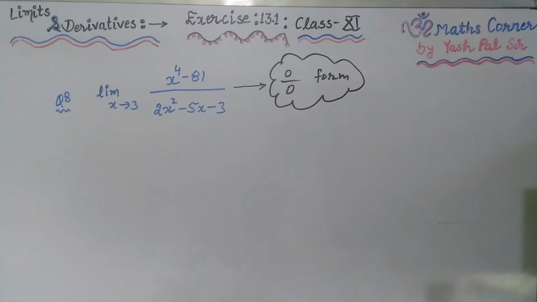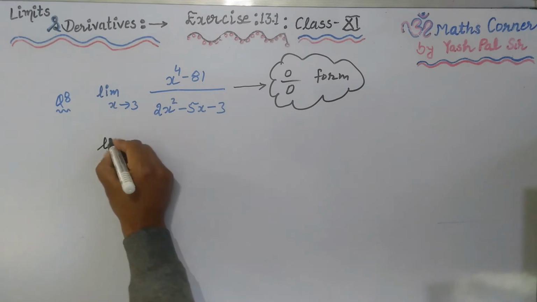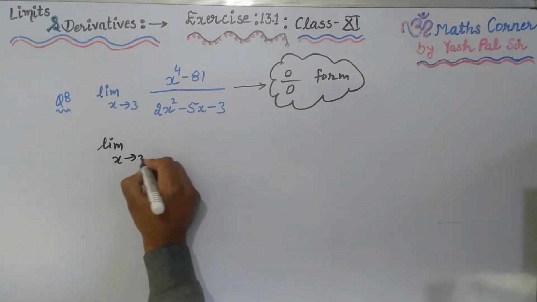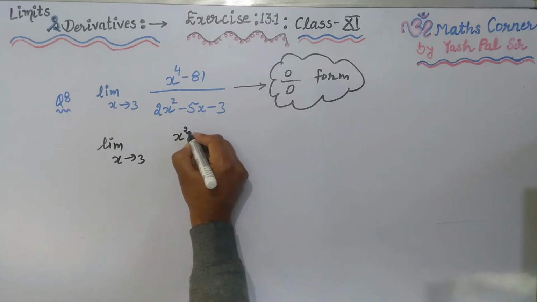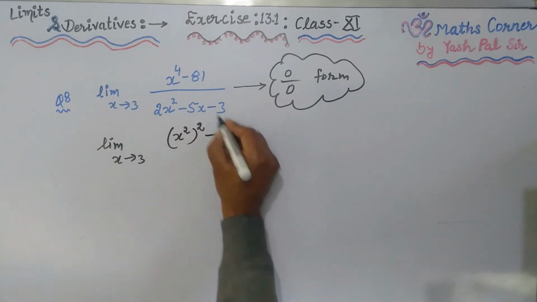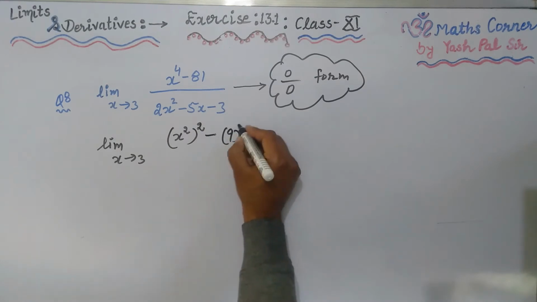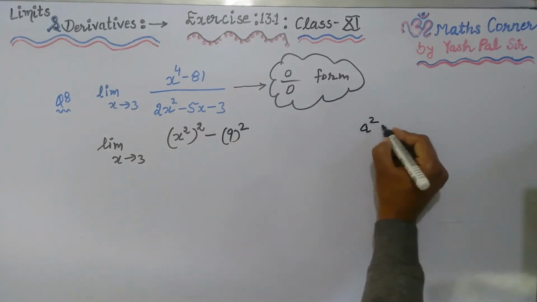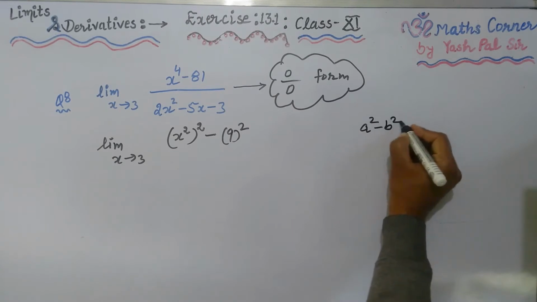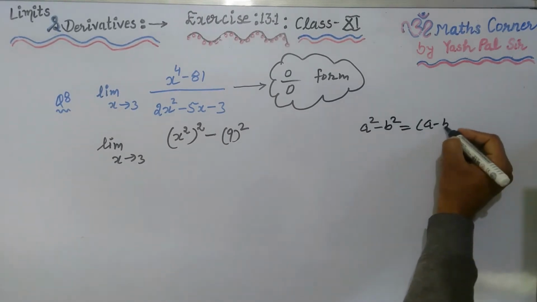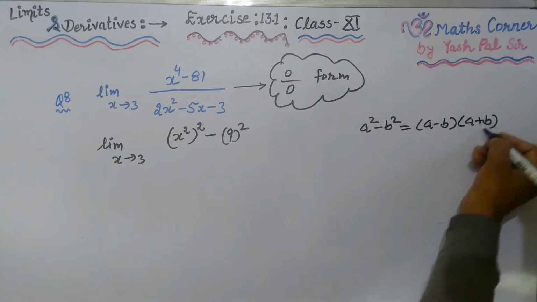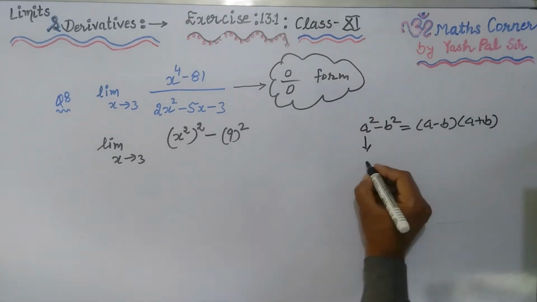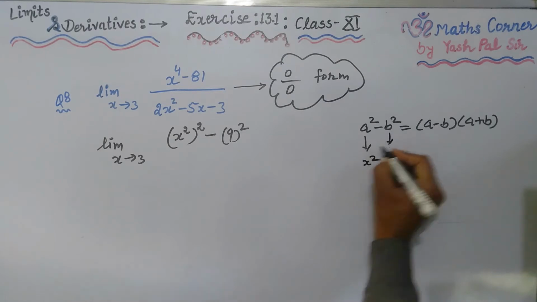So this is the indeterminate form, and we have to avoid direct substitution. What should we do now? Factorization. How to make the factors? Limit x approaches 3, we can say this is equal to (x square) whole square minus 81, that is 9 whole square. We shall follow the method of factorization: a square minus b square is equal to (a minus b) into (a plus b). In place of a we are taking x square, in place of b we are taking 9.